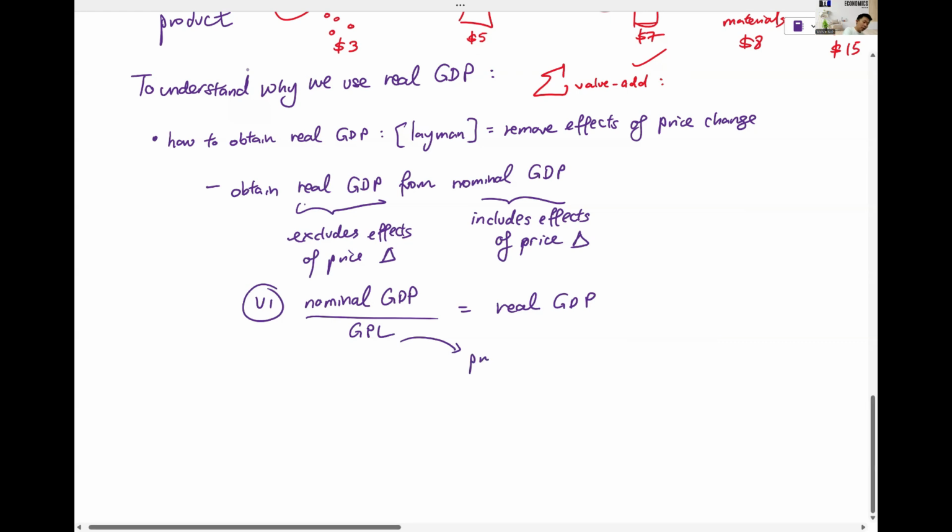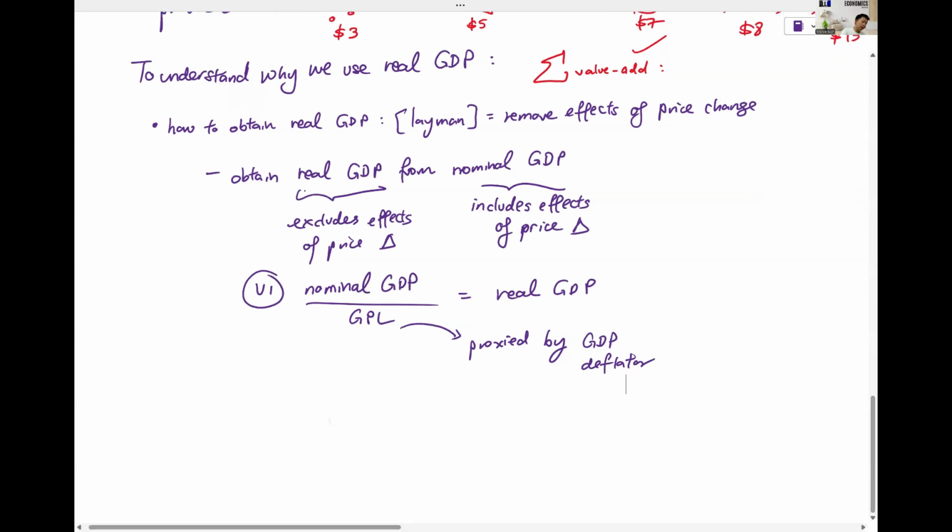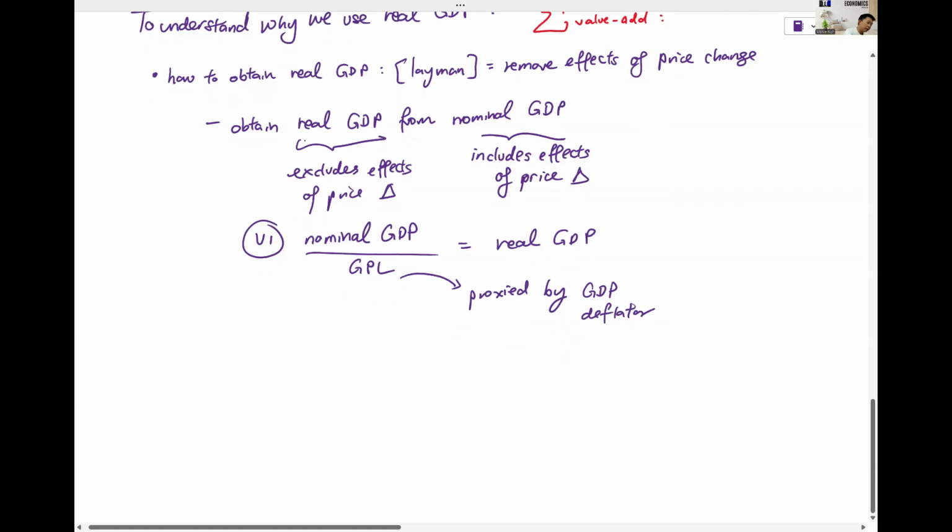It can be proxied by... Proxy means approximated. So you can approximate this using your GDP deflator. It's a technical thing. We don't really need to know it in detail. What is your GDP deflator? A deflator is something that removes the effects of inflation. It's like deflating a balloon. So this is the first one, but I'll just say we seldom use it. You can ignore it. Really, you can ignore this.